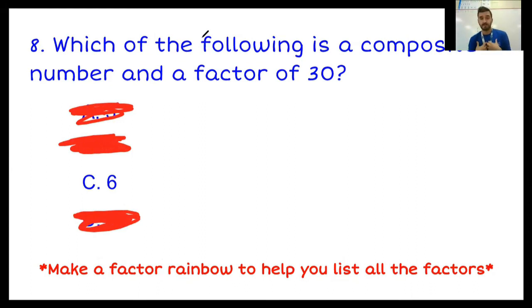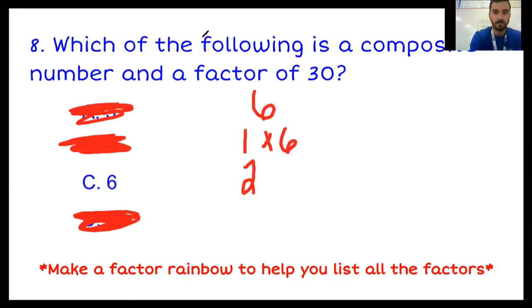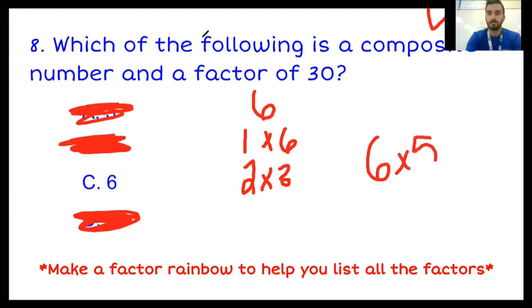That only leaves me with one possible choice. But to prove to myself that I'm right, I would still do a little bit of work. For 6, I know I can do 1 times 6 and 2 times 3. That right there puts the check on the composite. Now it's got to be a factor of 30, meaning I got to be able to do 6 times something to get 30, which I can. 6 times 5. So that one would be C.